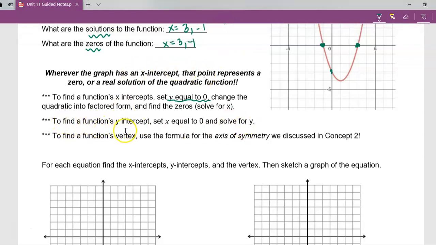Okay, to find a function's y-intercept, set x equal to 0 and solve for y. Okay, so you're just putting 0 in where x is and evaluating for y. That gives you the y-intercept. To find a function's vertex, we're going to use the formula for the axis of symmetry we discussed in concept 2. So that's h equals negative b over 2a, and k is equal to the function evaluated at our h value. And that will give us the vertex, which is at (h, k). So if we have (h, k), we have the vertex.